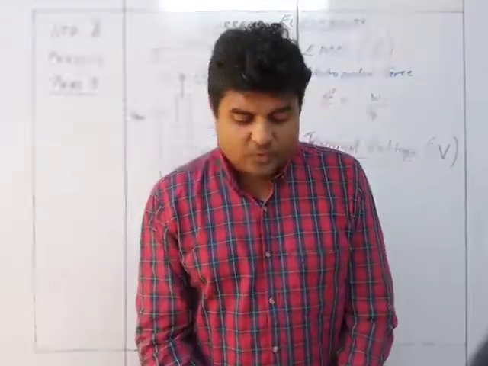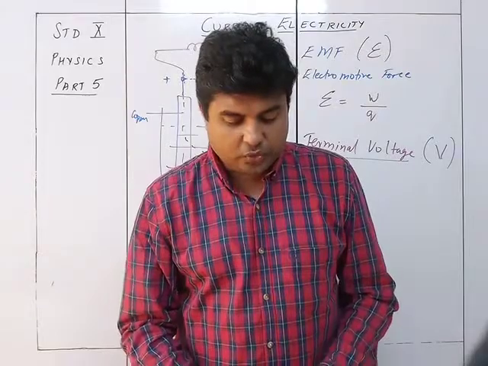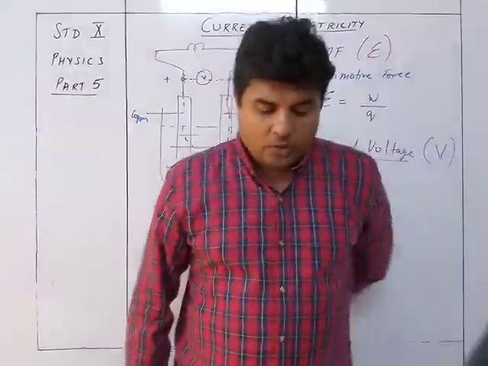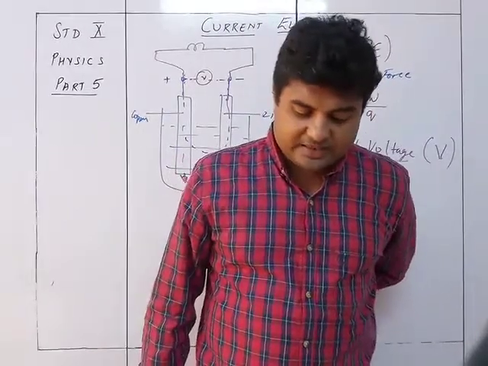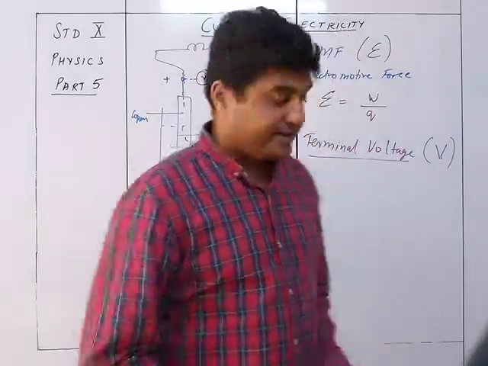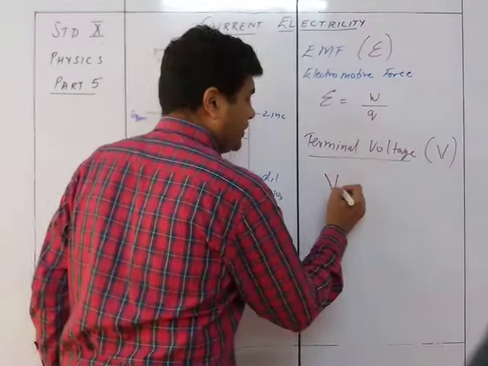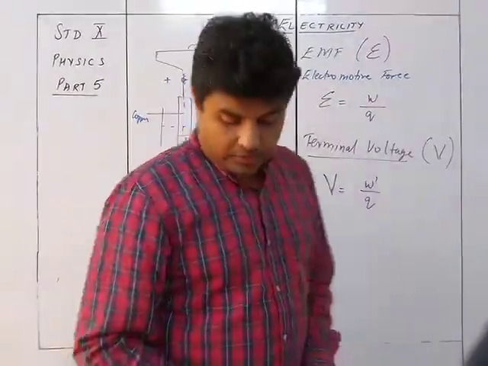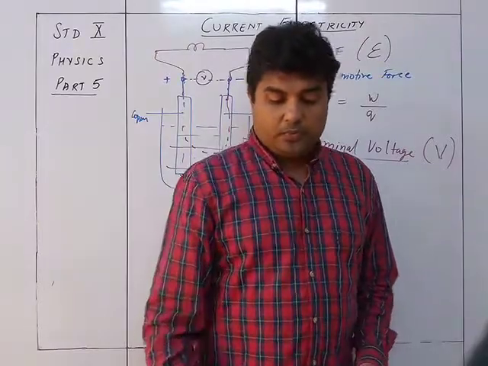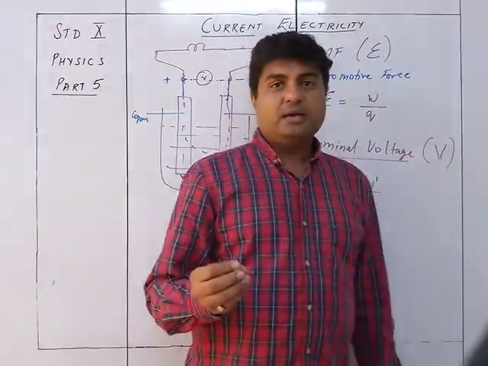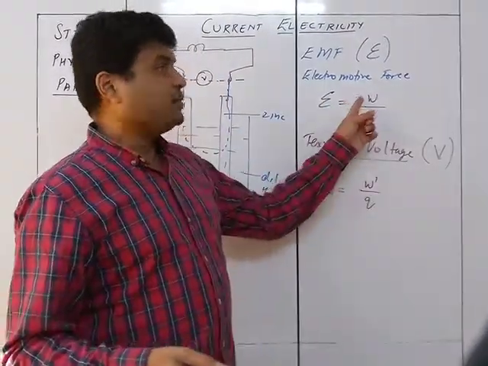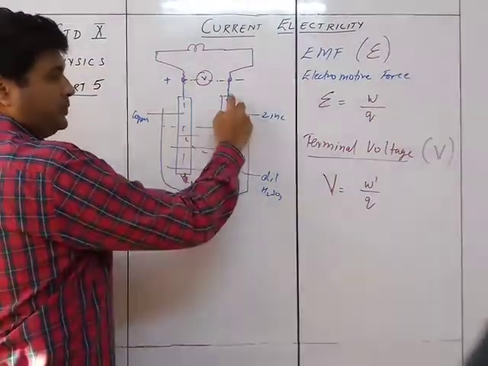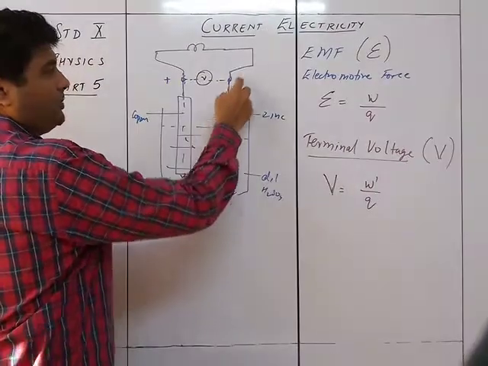If W dash is the work done in carrying a test charge Q around the circuit connected across the terminals of the cell, only outside the cell and not inside the cell, then the terminal voltage of the cell is V. So V will be equal to W dash upon Q. Okay. So that means यहाँ पे जो work done था, that was from here to here and back to this place. यहाँ पे जो work done है is from here to here.